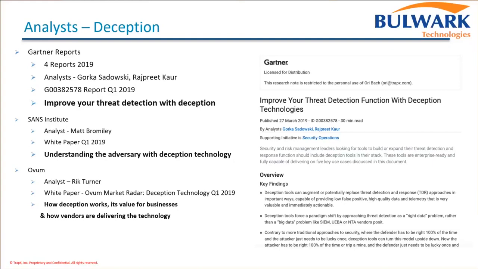But with deception, this turns the model on its head. Now the attacker has to be right 100% of the time, because they don't know whether it's a real SAP server or a trap, whether it's a real Swift server or a trap, or a real VPN device or a networking device or a Windows server. So the beauty is the defender doesn't have to be right 100% of the time. It's the attacker that has to. And that's where the model is really turned on its head. And that's where I think customers see the unique value.